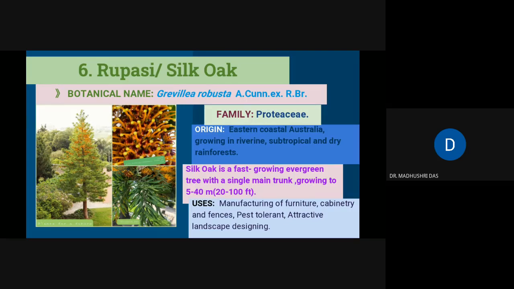It is widely used in manufacturing of furniture, cabinetry, and fences. It also tolerates pests and is used as insecticide, pesticide. It also forms an attractive landscape design.